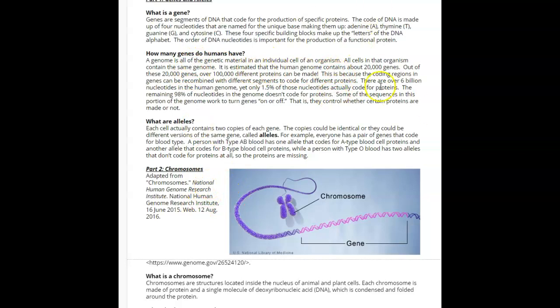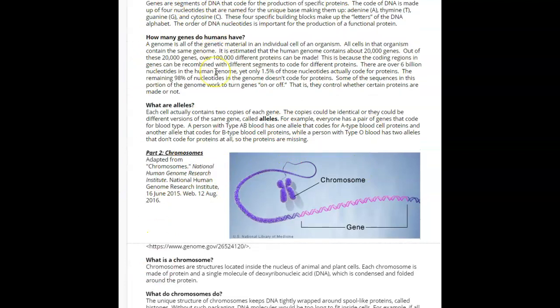Okay, so to highlight, every cell has that whole DNA system that you have, right? And there's like 20,000 genes or sections of the DNA that make you who you are, that build the proteins that you need. And out of those, there's 100,000 proteins that are made. Okay? So you can reread this and think it over.